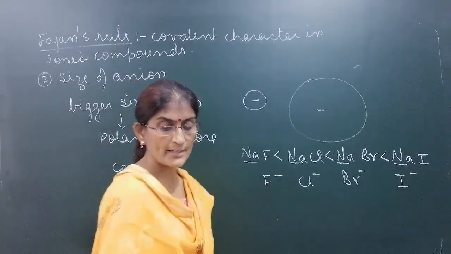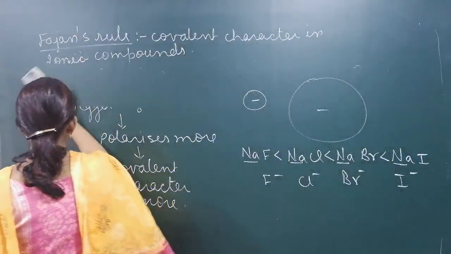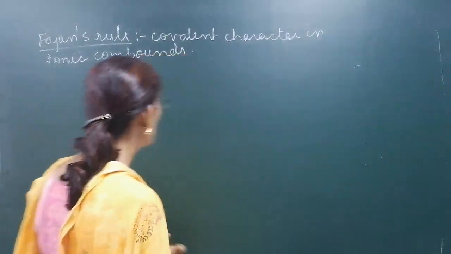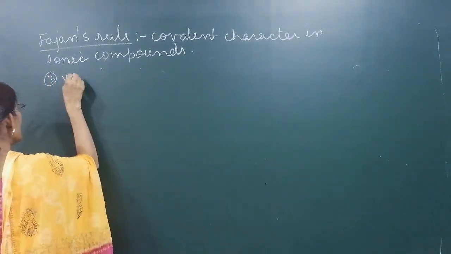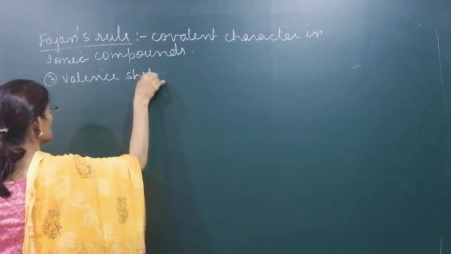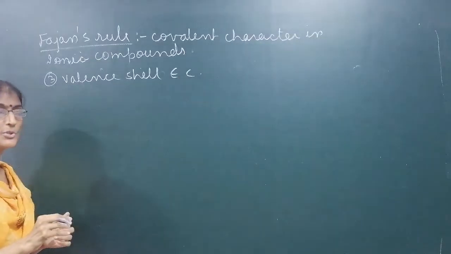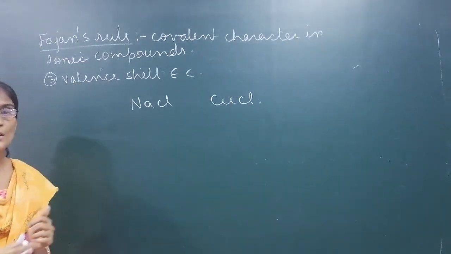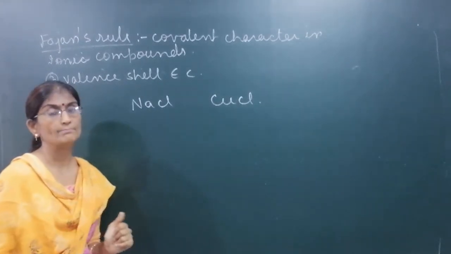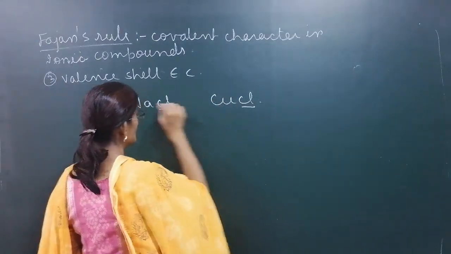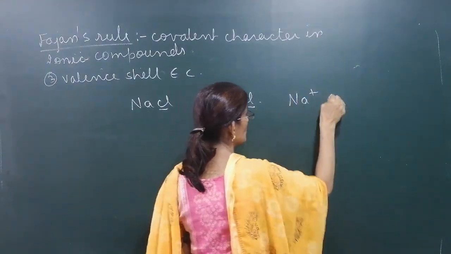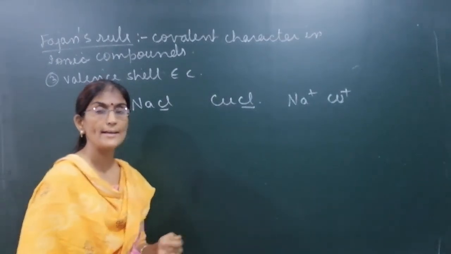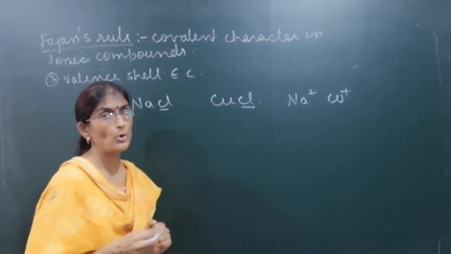The last and important factor is electronic configuration, the valence shell electronic configuration. The third factor is valence shell electronic configuration. Suppose we have two compounds. One is NaCl, another one is CuCl. Somebody asks you which is more covalent. The size of Na plus and Cu plus is the same, and the chloride is the same. Now how can we decide which has more covalent character? That is decided by electronic configuration.